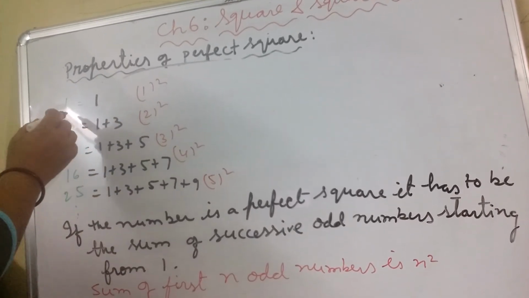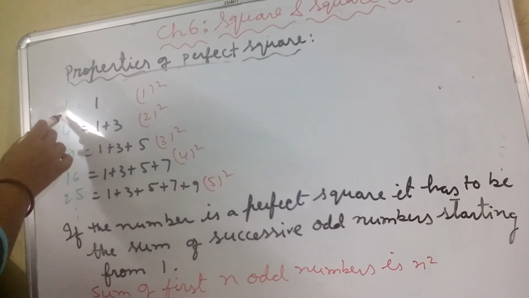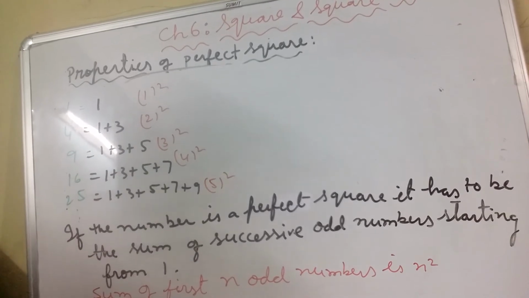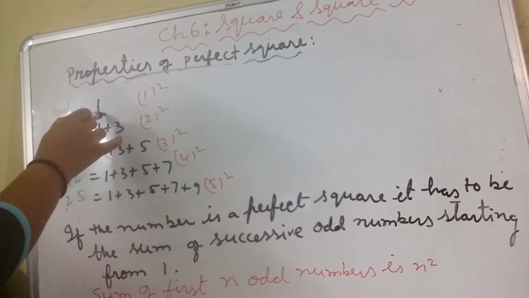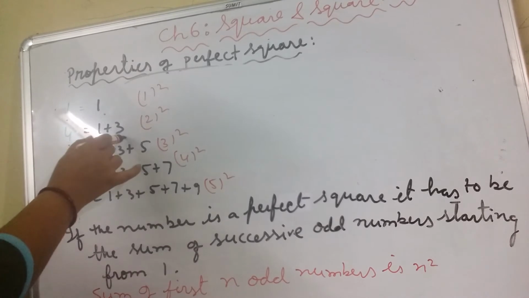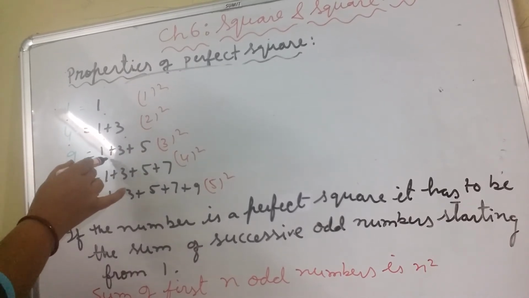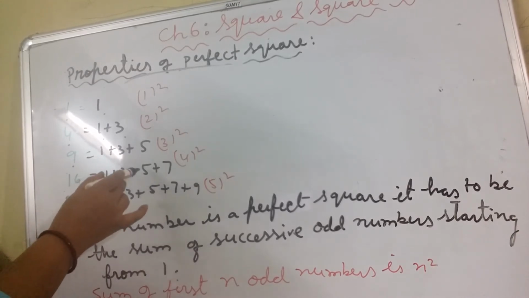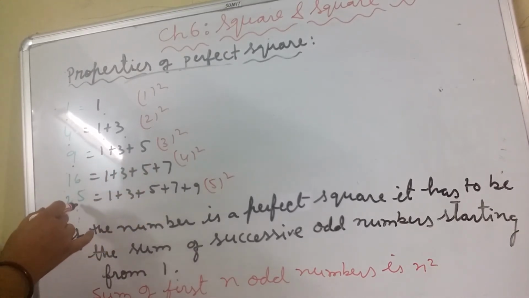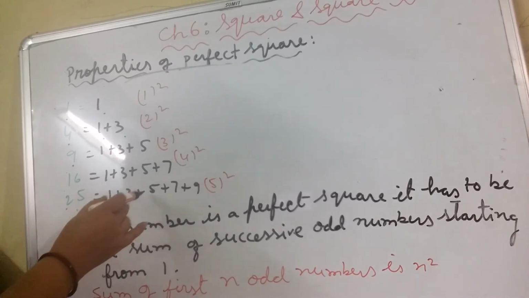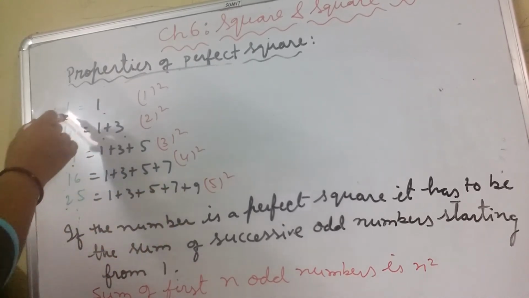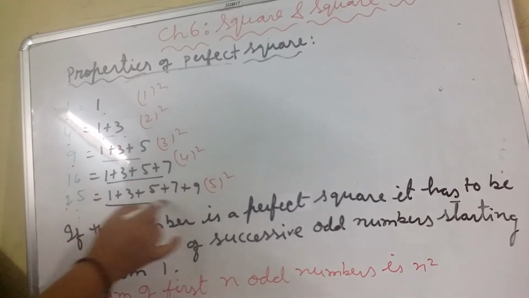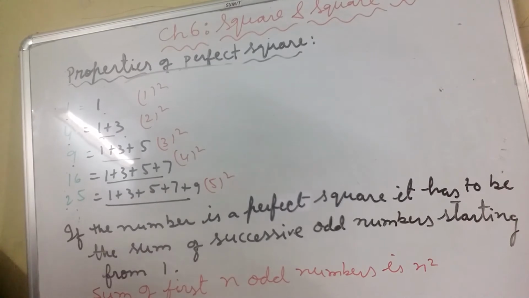You can see that 1, 4, 9, 16, 25 are all perfect square numbers. 1 can be written as 1, 4 can be written as 1 plus 3, 9 can be written as 1 plus 3 plus 5, 16 can be written as 1 plus 3 plus 5 plus 7, and 25 can be written as 1 plus 3 plus 5 plus 7 plus 9. Now if you look at this, you can see a pattern.